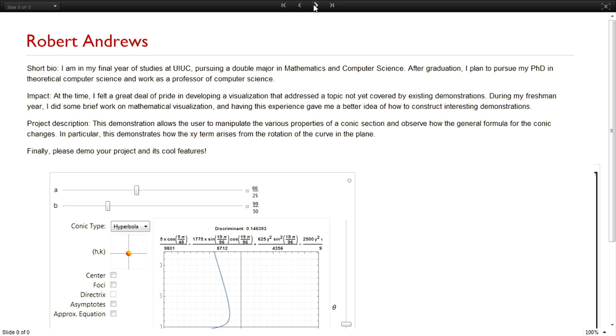Robert. All right. So as it says on the slide, my name is Robert Andrews. I'm a senior at the University of Illinois here in Champaign. I study math and computer science. And in terms of the impact this project had, I think it's really interesting to look at visualizations of concepts that don't necessarily lend themselves well to some sort of visualization or intuition when you first read about them.